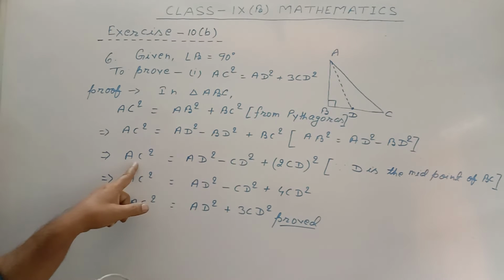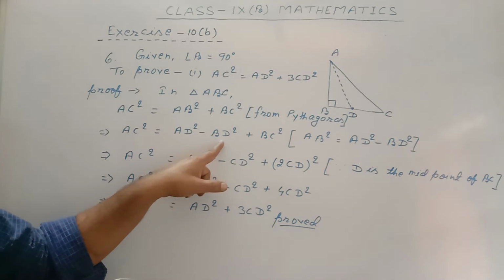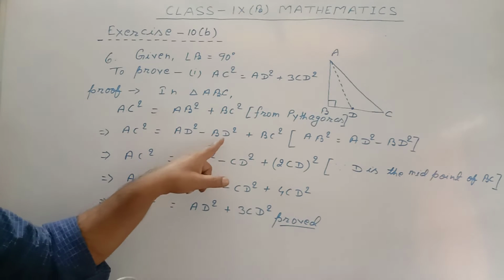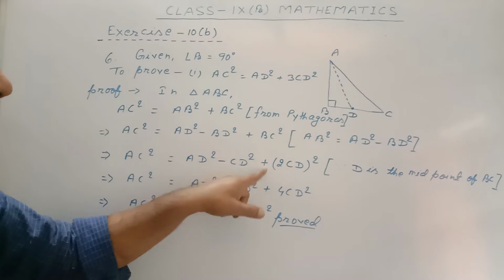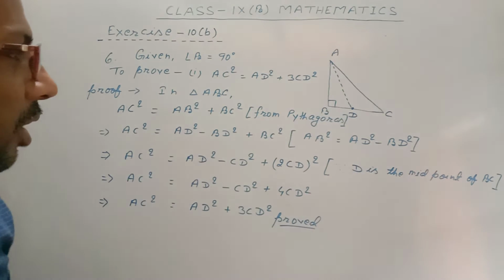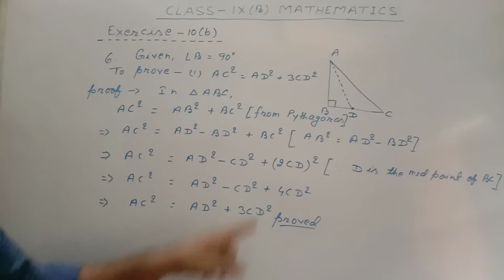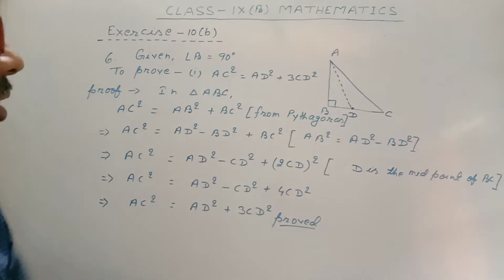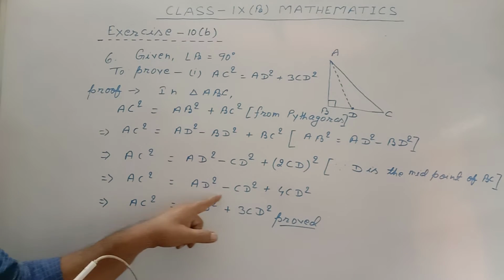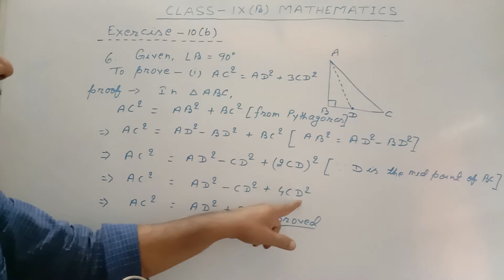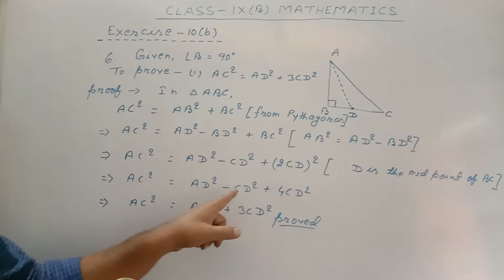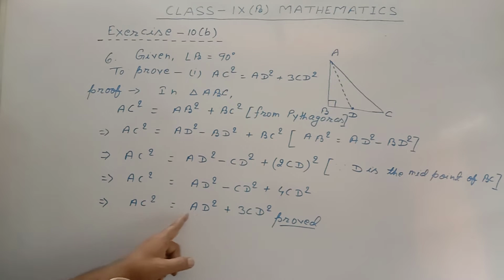Now AC square equals AD square. In the place of BD we can write CD because D is the midpoint, so BD and CD both are equal. In the place of BD I wrote CD square, plus this BC. BC means twice of CD, 2CD. Here is square, so I kept square here also: 2CD whole square, because D is the midpoint of BC. Now AC square equals AD square minus CD square plus 2 twos are 4 CD square. 4 CD square minus CD square is 3 CD square. AC square equals AD square plus 3 CD square. Proved.